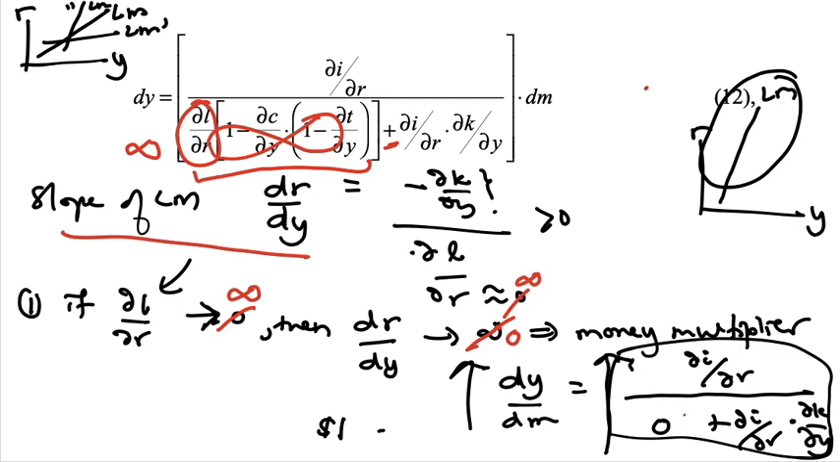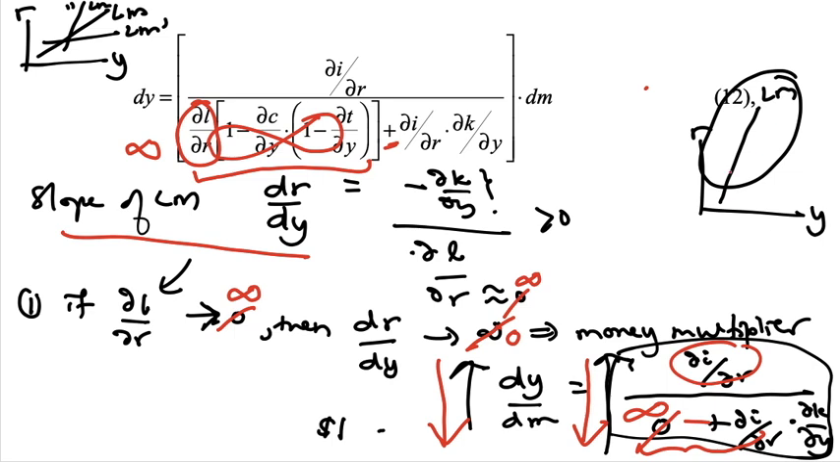This one, the whole thing becomes infinity. So, the money multiplier here, instead of 0, this bit becomes infinity. Okay? So, the whole denominator approaches infinity. When the denominator approaches infinity, the value here is obviously very small, and then the multiplier decreases or becomes smaller.